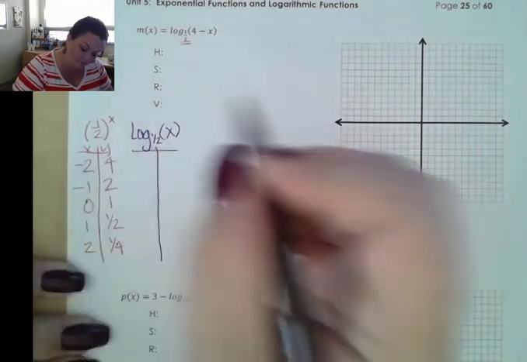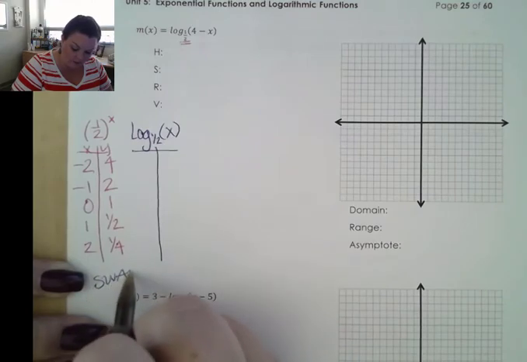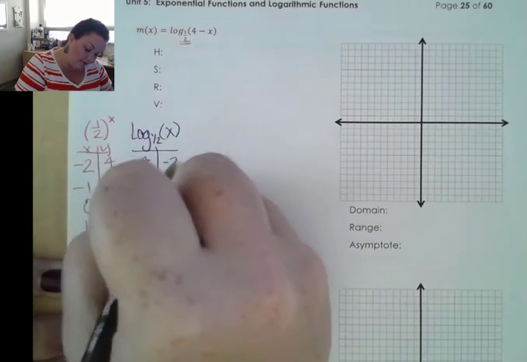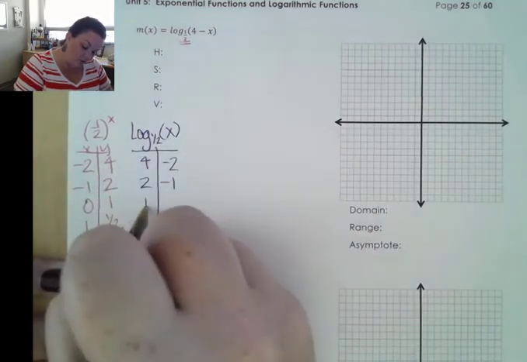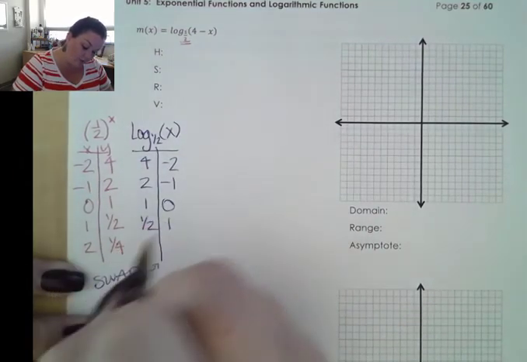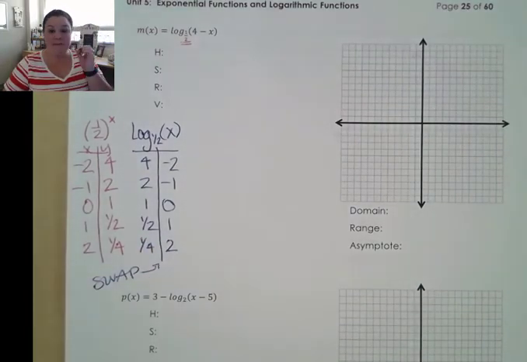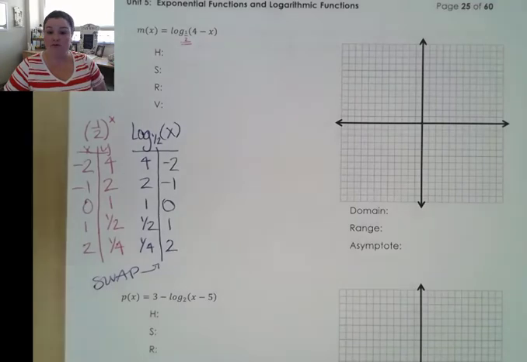Swap. So now I have 4, -2; 2, -1; 1, 0; 1/2, 1; 1/4, 2. Okay, so this is my basic log function.